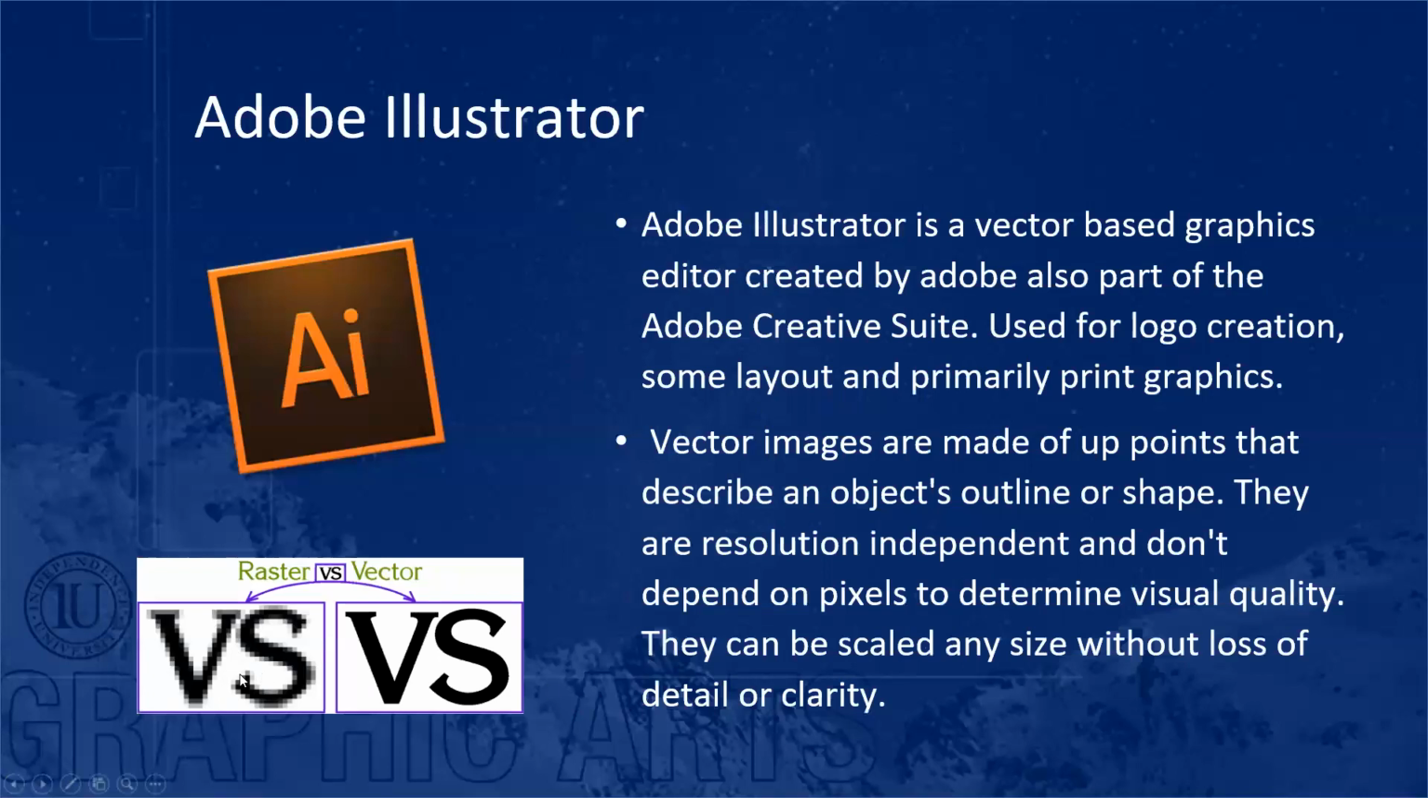So right over here, this left one is raster. It's obviously very, very pixelated. The one on the right is vector. And notice how it's nice and sharp and clean. It's made up of points that describe an object's outline or shape.